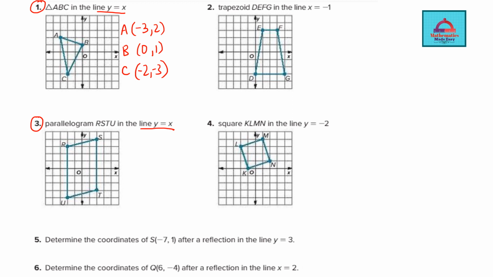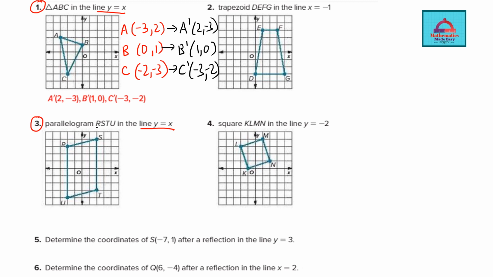Now, after the reflection about this line, we have to interchange the x and y coordinate. So x becomes y, y becomes x. So the A prime, B prime and C prime, prime denotes after reflection, becomes the points 2, minus 3; 1, 0; and minus 3, minus 2. So these are the new coordinates after reflection, and you can plot these coordinates on the graph also.